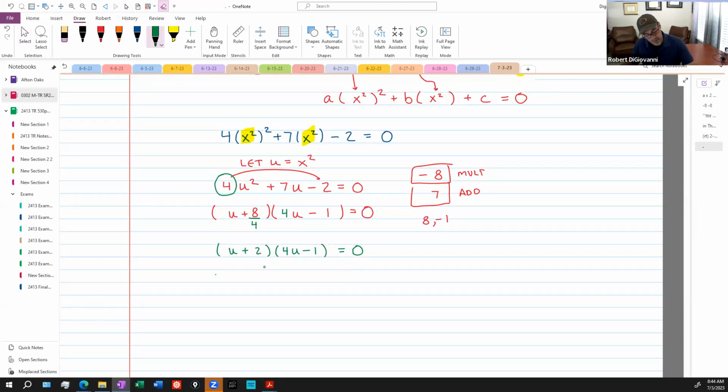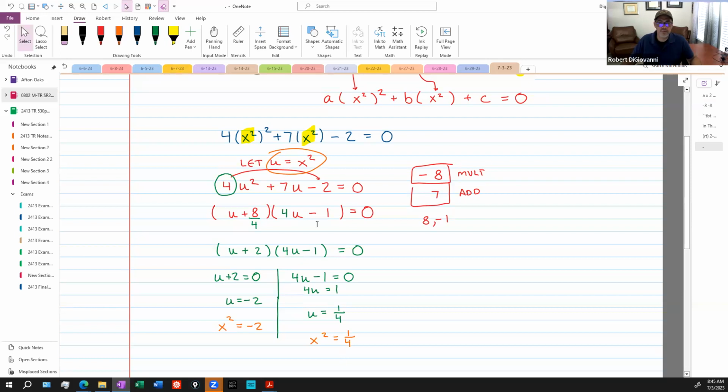Now, once I've gotten here, I just set these both equal to zero and just solve these. Subtract two on both sides. And here I'm going to add one to both sides, and then I'm going to divide by four. So I'm going to get a fraction here. And now at this point, I need to replace u with what it was. Remember, u was x squared. So this becomes x squared is negative 2. This becomes x squared is 1/4. Any questions up to this point?